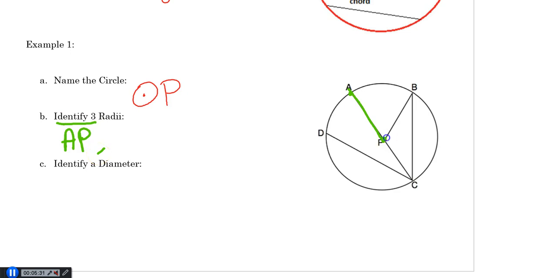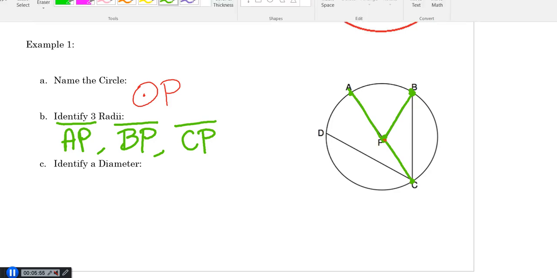So then I'm going to go back to my center here from P. Looks like I can go to B. Be right BP or PB, doesn't really matter, it's the same line. And then the last one, C to P, is also a radii. Those are the only radii I have because those started from the center and went to one side on the circle.